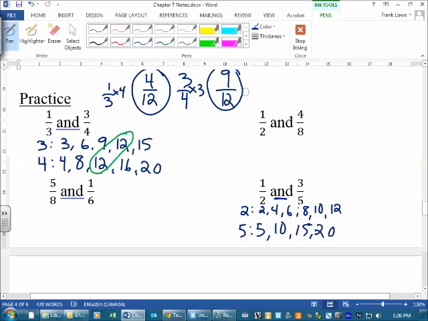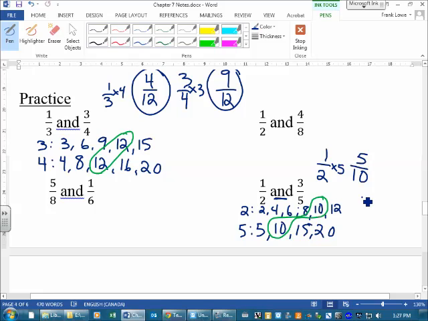So then I look at my list and I go, what is my smallest number that both 2 and 5 have in common? And it is 10. Okay, 10 right there. So now I can change my fractions so that they have a denominator of 10. So for 1/2, what do I have to multiply that by? 5. That's right. So 2 times 5 is 10. 1 times 5 is 5.